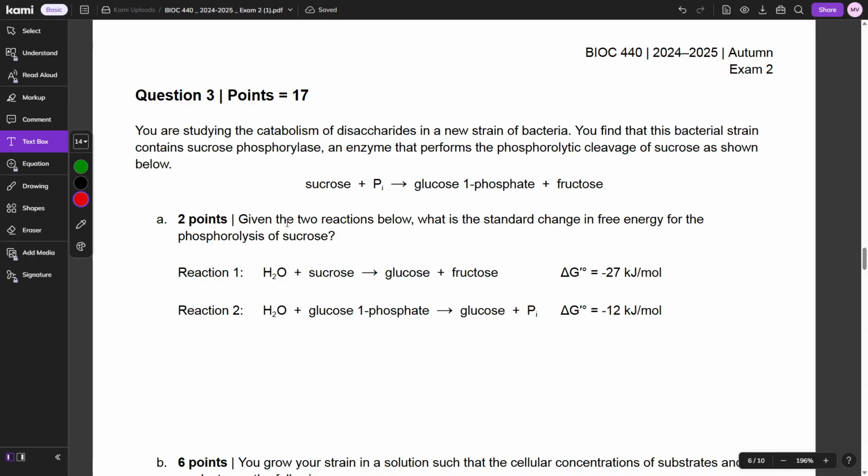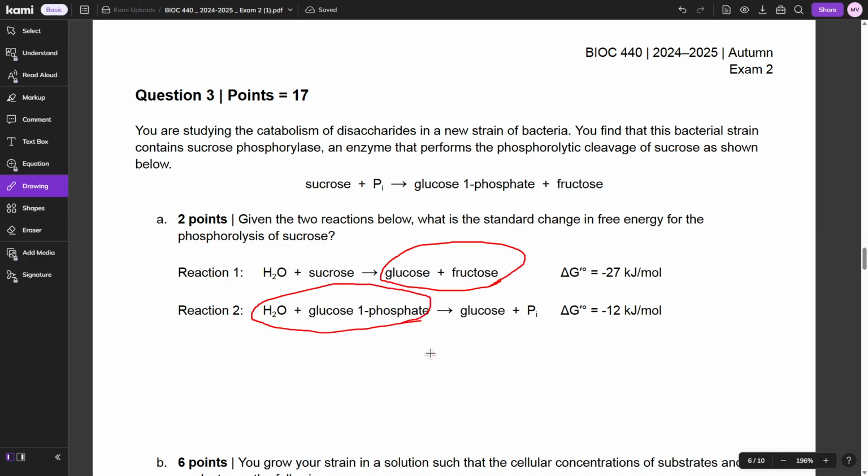So given the reactions below, what is the standard change in free energy of the phosphorolysis of sucrose? The way that we do these is we are looking for the product of one side to cancel with the reactant of the other. That is what we're looking for. And if we do not see that, we're going to have to do some sort of flipping here. And if you flip the reaction, you also flip the delta G. So let's go ahead and take a look at what we have here.